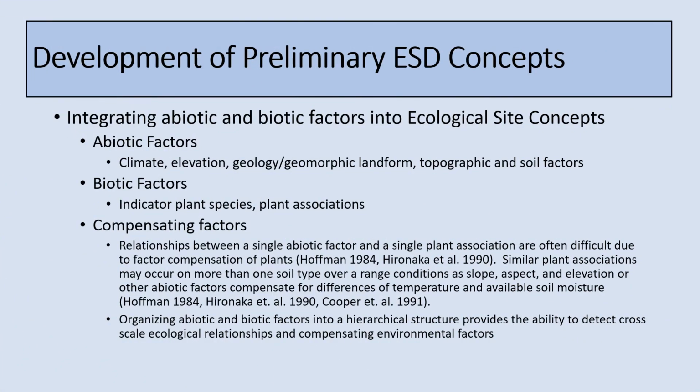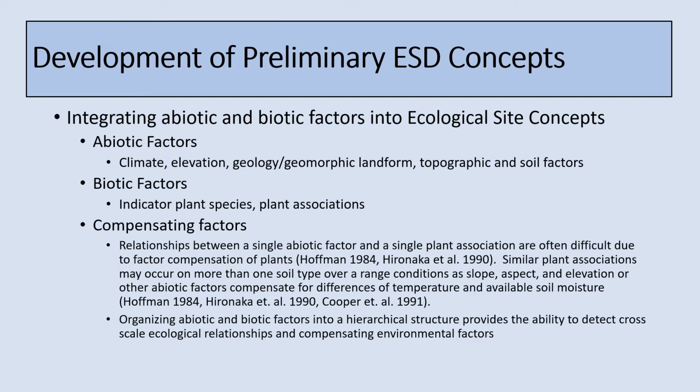We are integrating both abiotic and biotic factors in our ecological site concepts. The abiotic factors are climate, elevation, geomorphology, geology, and topographic and soil factors. The biotic factors are indicator plant species and plant associations. They're compensating factors that affect the distribution of plant associations across the landscape.